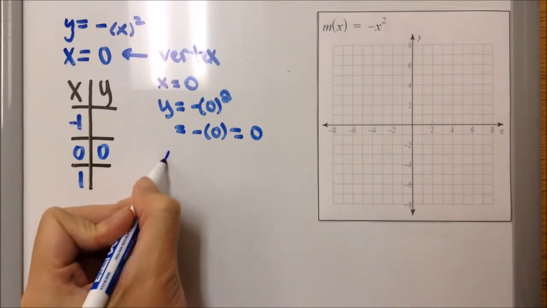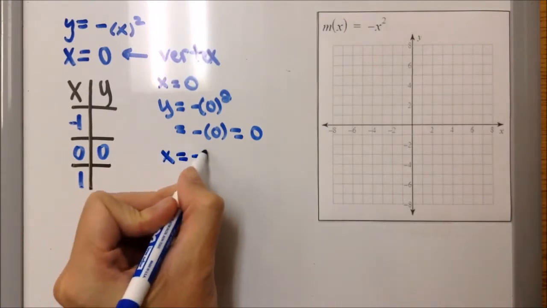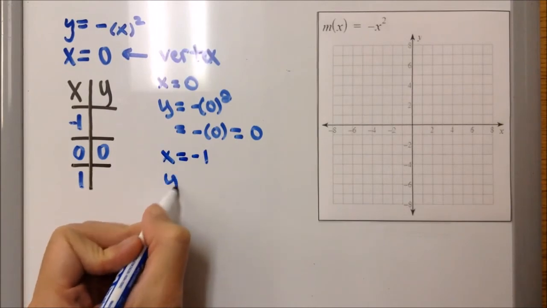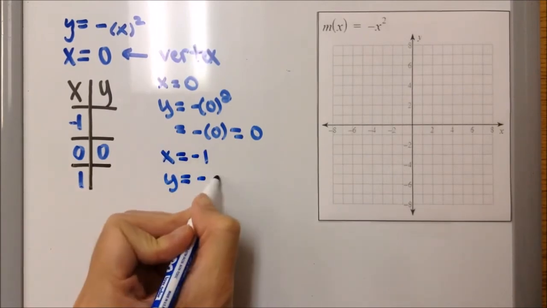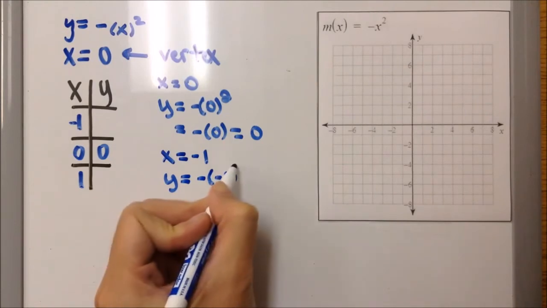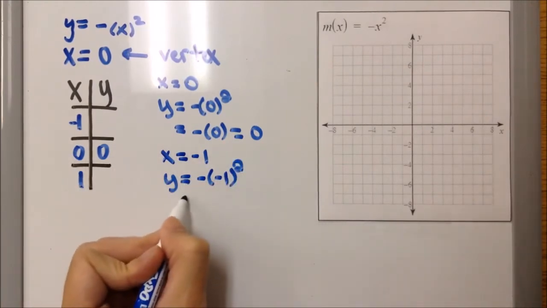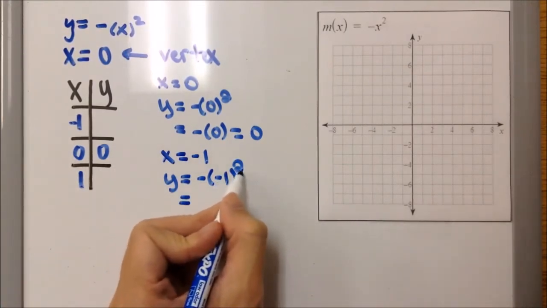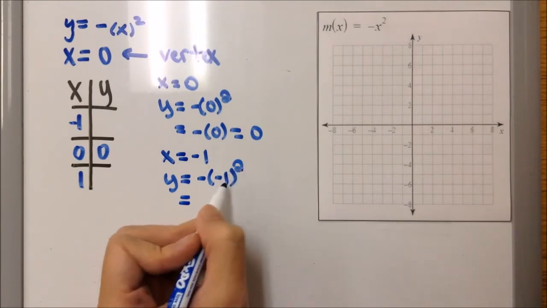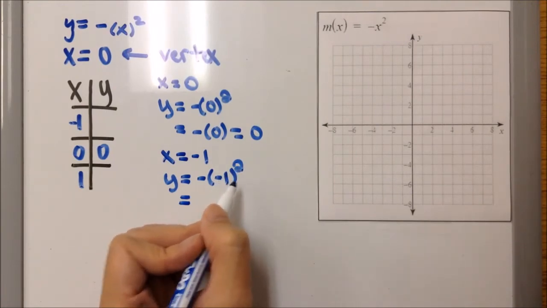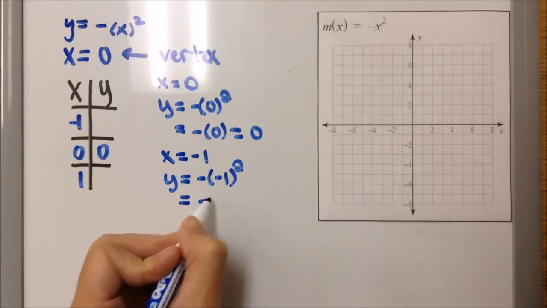Now, we're going to work with x equals negative 1. Plug in negative 1 here. Now you will see why parenthesis is important. So now we're going to do negative 1 squared. So negative 1 squared means negative 1 times negative 1. So I'm going to write it out.